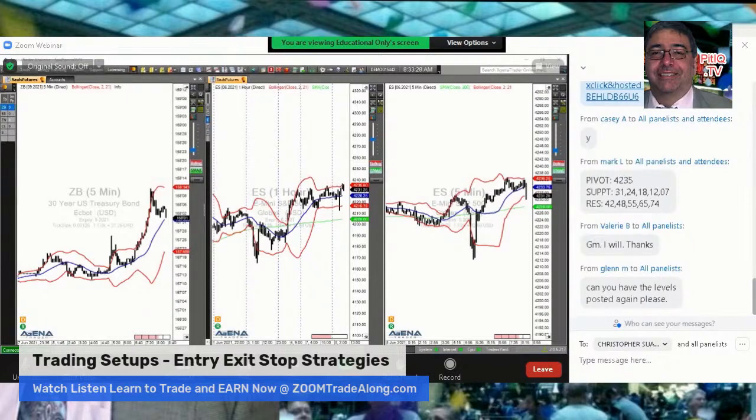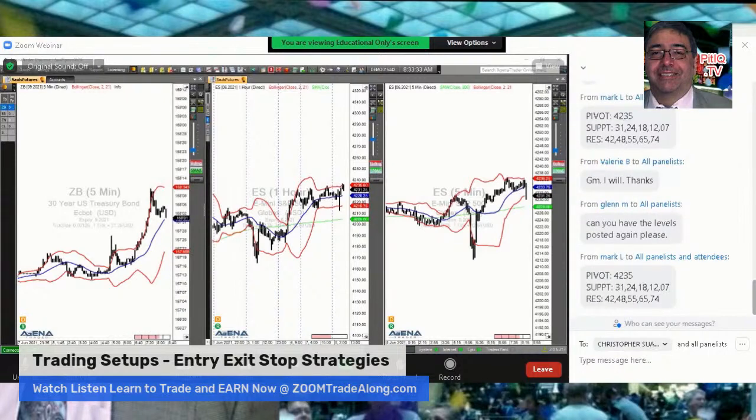Can we repeat or post the levels again, please? There we are. Those are the levels for you. Again, you're working the 31 area here. Maybe you got in at the lower end, trying to see what it wants to do. Kind of a little bounce here. Maybe we get something, maybe we don't.